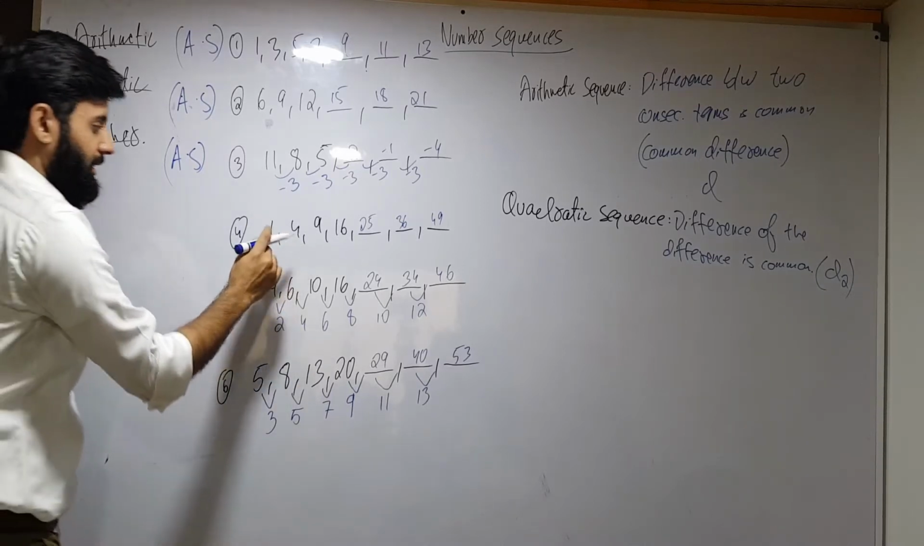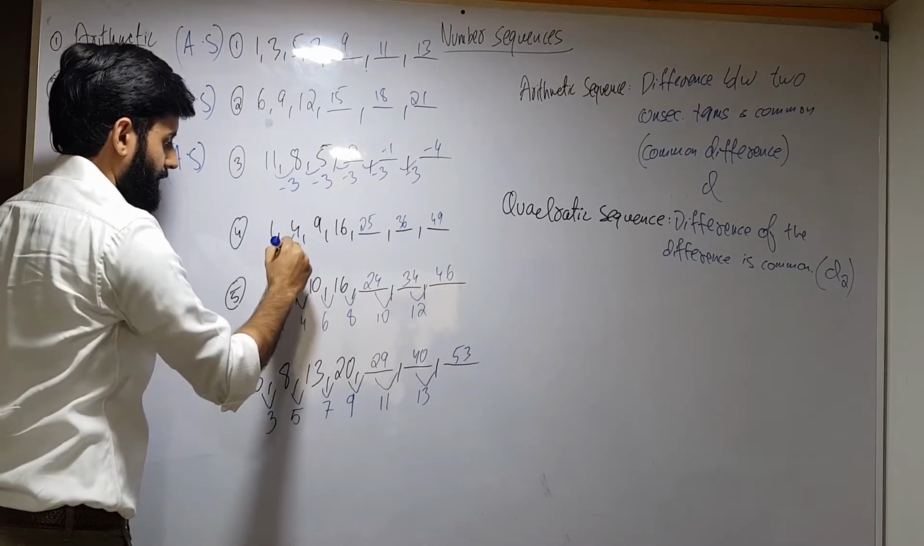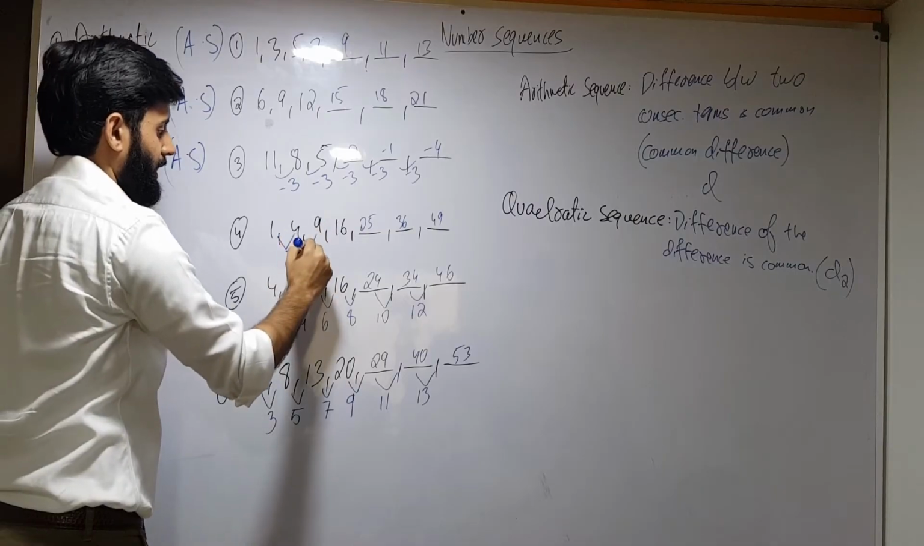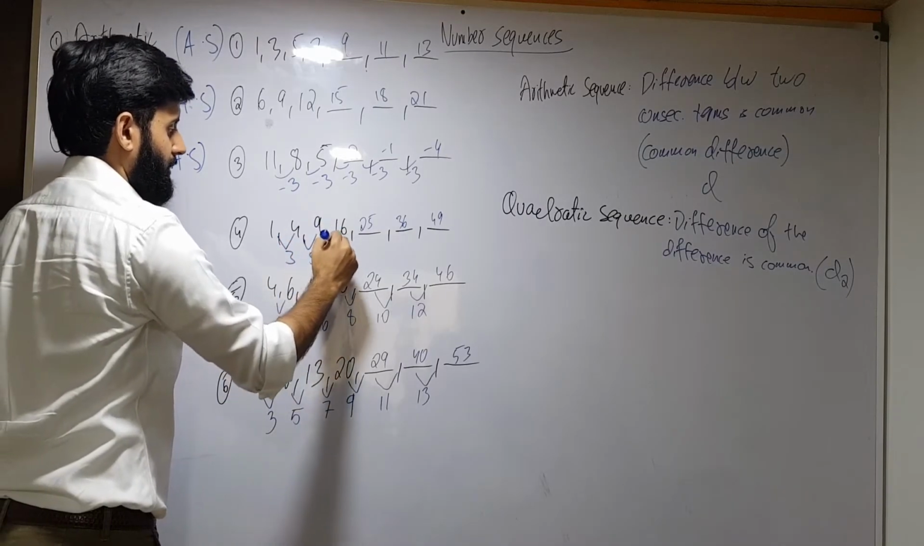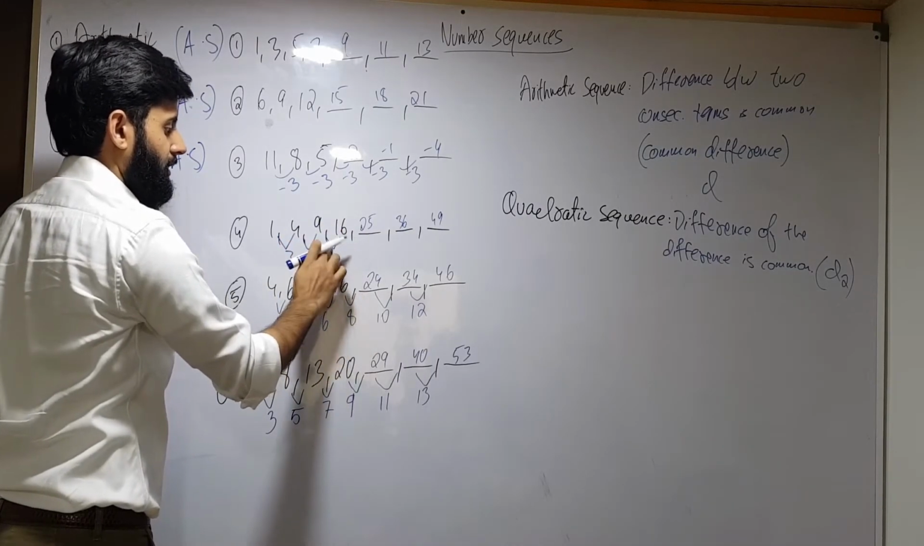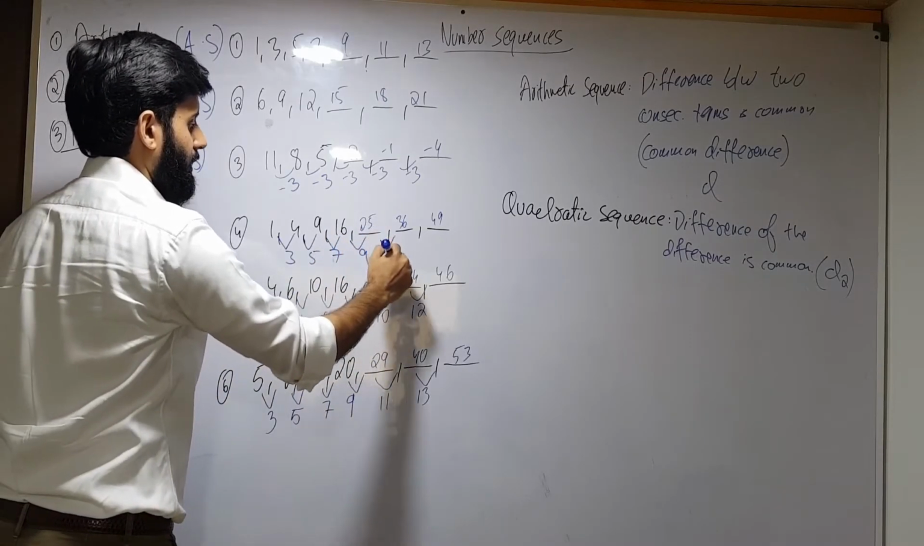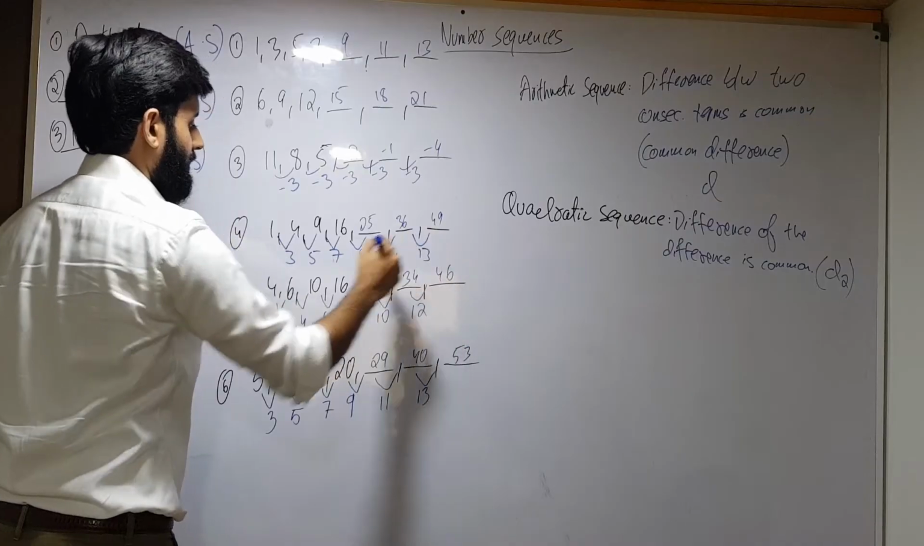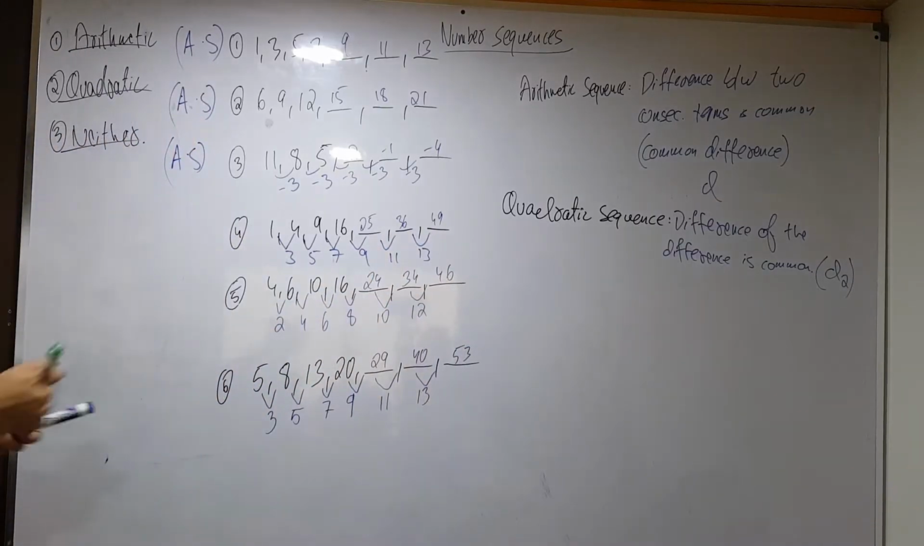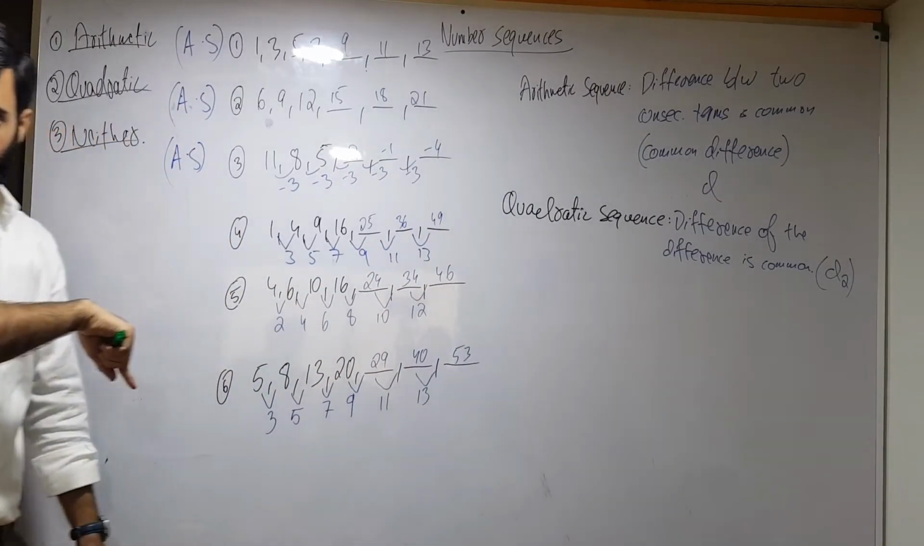Also, let's have a look at this. How do you go from 1 to 4? You add 3. How do you go from 4 to 9? You add 5. How do you go from 9 to 16? You add 7. How do you go from 16 to 25? You add 9. And then you add 11. And then you add 13. Now let's see what happens if I calculate the difference of the difference.